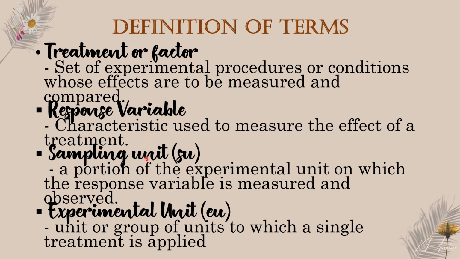And then the sampling unit, or let's use SU, is a portion of the experimental unit on which the response variable is measured and observed. For example, in the rice field, the rice plant is your sampling unit where you want to measure the plant height, or for example, the number of leaves. So that is the sampling unit, a portion of the experimental unit. And then the experimental unit is a unit or group of units to which a single treatment is applied.